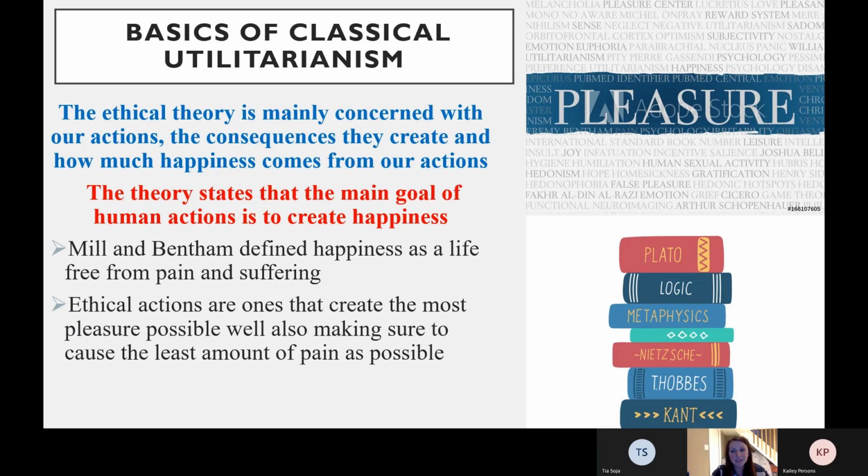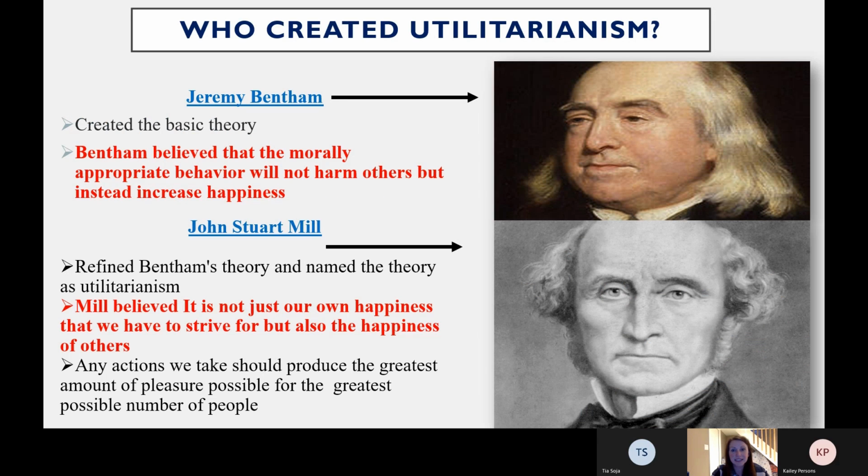The basic theory was created by Jeremy Bentham, and later it was refined by John Stuart Mill. Mill was the person who named the theory as utilitarianism, and he is the person most commonly associated with the theory.